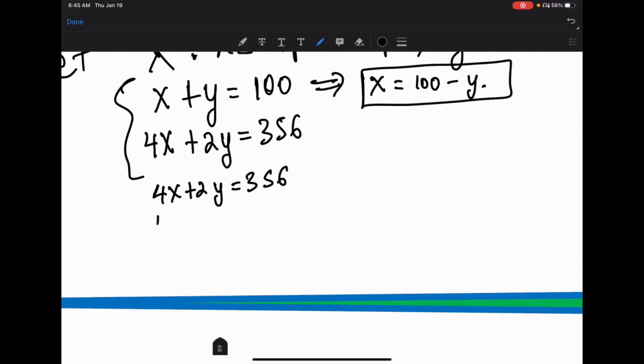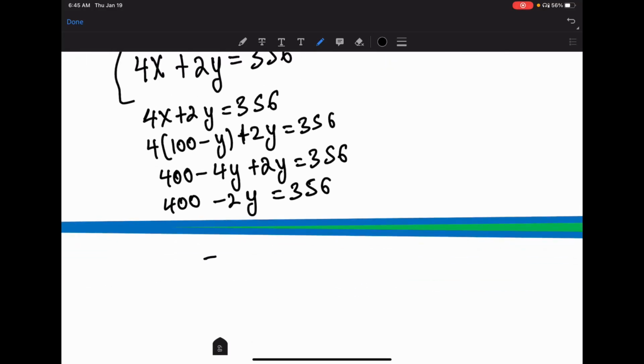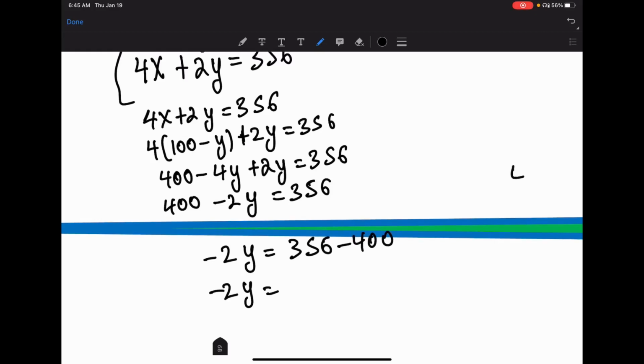Okay, true. But we know another expression for x. What is it? 100 minus y. Great. So 4 times (100 minus y) plus 2y is equal to 356. Great. So we get 400 minus 4y plus 2y is equal to 356. That gives us negative 2y is equal to 356 minus 400. Then negative 2y is equal to, what is 356 minus 400? Negative 44. Don't forget.